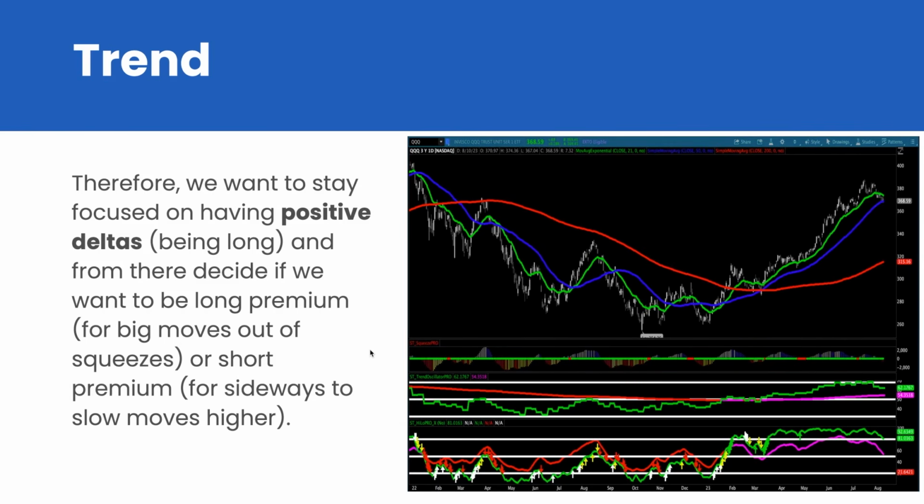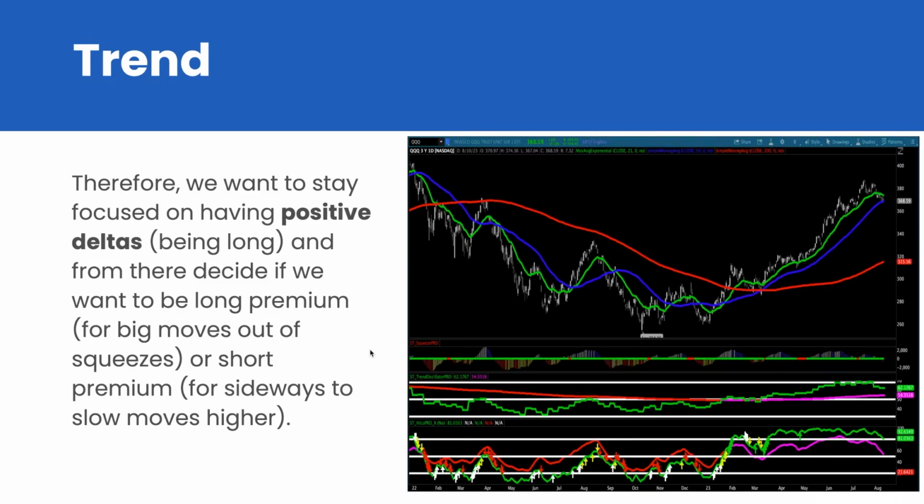Therefore, we want to stay focused on having positive deltas in this particular uptrend, being long, and from there decide if we want to be long premium for big moves out of squeezes, or short premium for sideways to slow moves higher. So when you are in an uptrend and you have a squeeze, buying that Delta 70 call is a little bit more forgiving than buying a Delta 70 call when you don't have a squeeze, because the squeeze implies that a big move is coming. If you don't have a squeeze but you have an uptrend, then usually selling the premium will give you the biggest advantage.